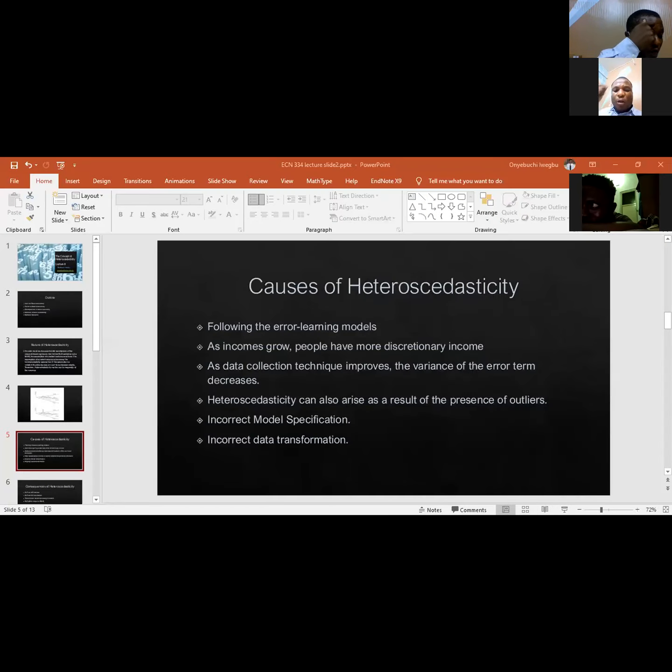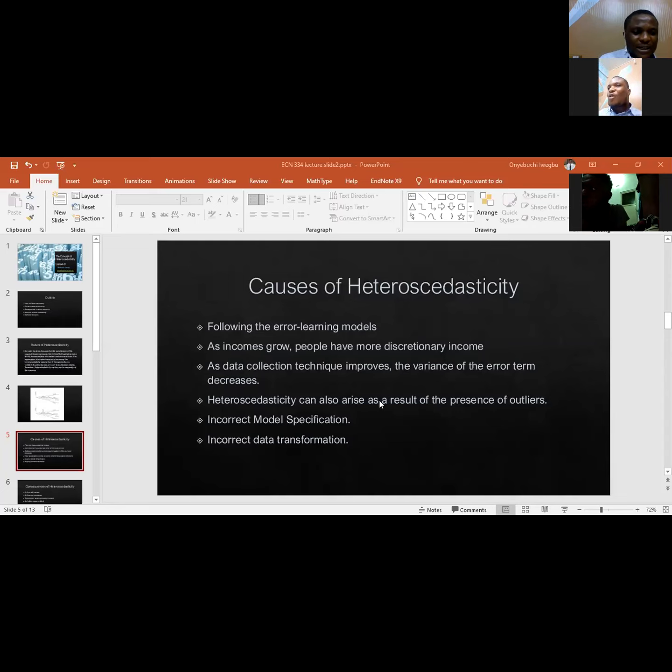So if that is the scenario, it means that as the income of the individual increases, you are definitely going to do what? Expect your proportion of consumption to decline. And once your proportion of consumption declines, what happens? Your error term, or the error you make, will definitely change and it will no longer be constant.